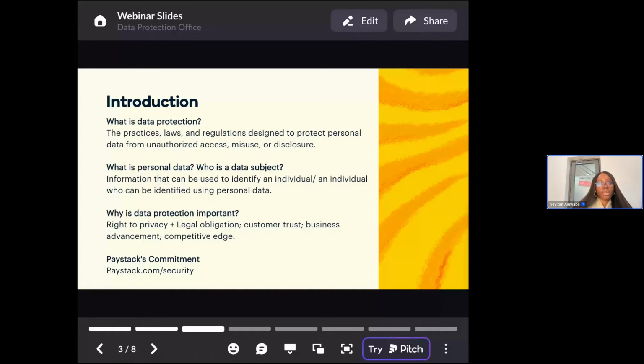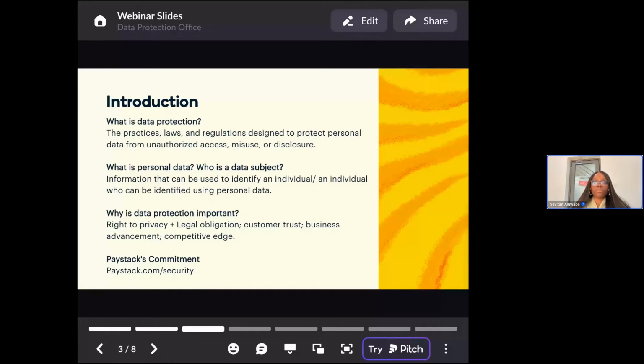Okay, so moving on. What is personal data and who is a data subject? Personal data refers to any information that can be used to identify an individual. That could be name, email address, IP address, home address, passport number, anything that once you see it, you can use it to identify an individual. That is personal data. And a data subject is an individual who can be identified using that personal data.